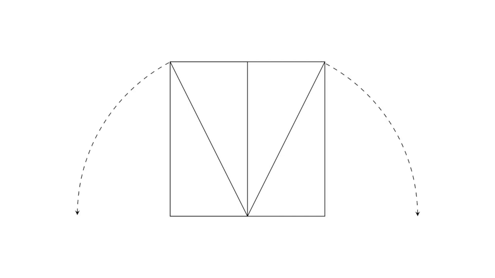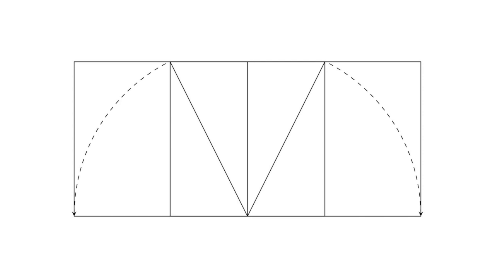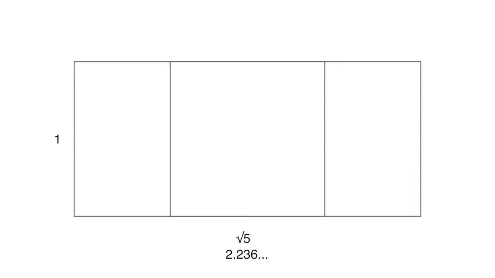Another way to make a root 5 rectangle begins with a square. Divide the square in half vertically. Draw the diagonals from the bottom center to the top left and right corners. You're going to extend the rectangle the length of the diagonals to the left and the right from the center point of the square. Then draw your rectangle to the point where those diagonals extended and you will have your root 5 rectangle. The root 5 rectangle has a proportion of 1 to the square root of 5, which is also 1 to 2.236 and on.